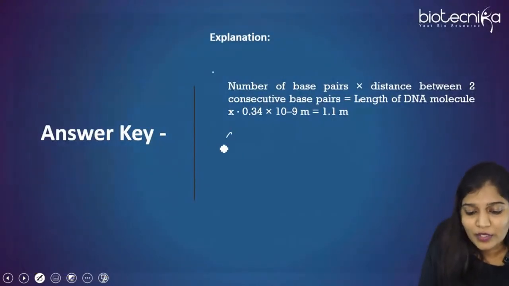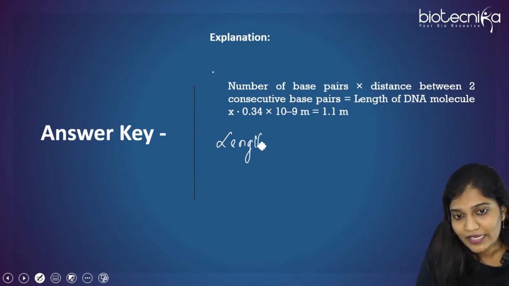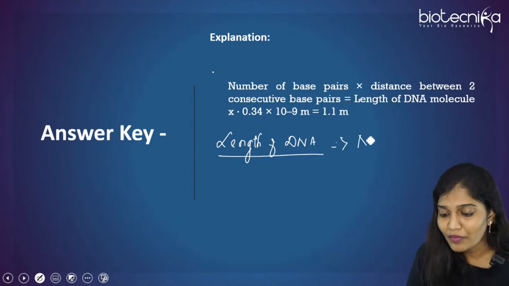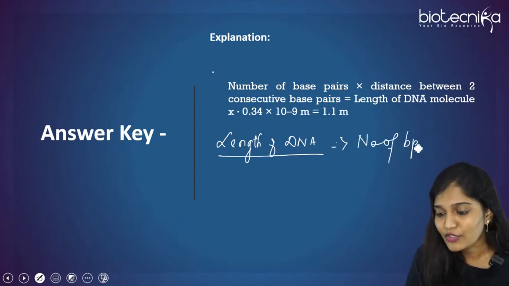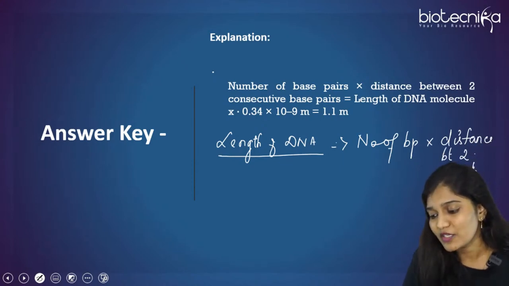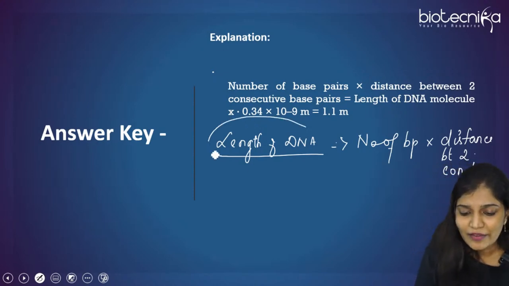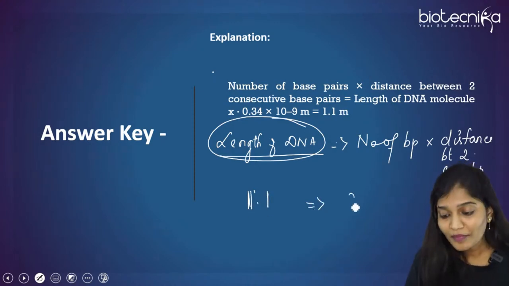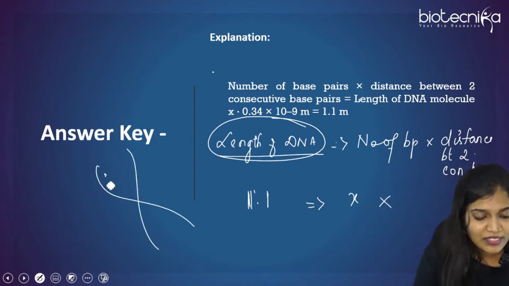Suppose you want to find out the length of the DNA, let's write it. The length of the DNA is equal to the number of base pairs into the distance between 2 consecutive base pairs. So this is the formula. Now they have given the length of the DNA, which is 1.1, correct? Yes. And we don't know the number of base pairs, which we have to find out. The distance is going to be the distance between these 2, A, T, and G, C.